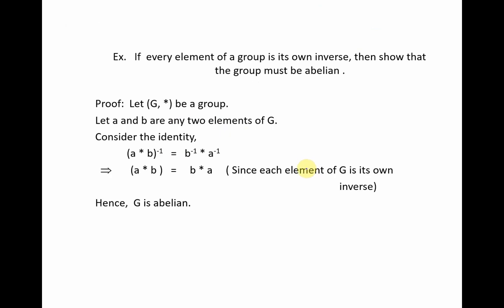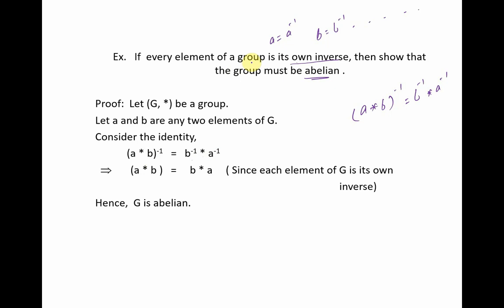Let's take another property. If every element of a group is its own inverse, that means A is equal to A inverse, B is equal to B inverse, and so on, then show that the group must be abelian. We have already proven the property that the inverse of A star B is equal to B inverse star A inverse. Now we say that every element of a group is its own inverse.